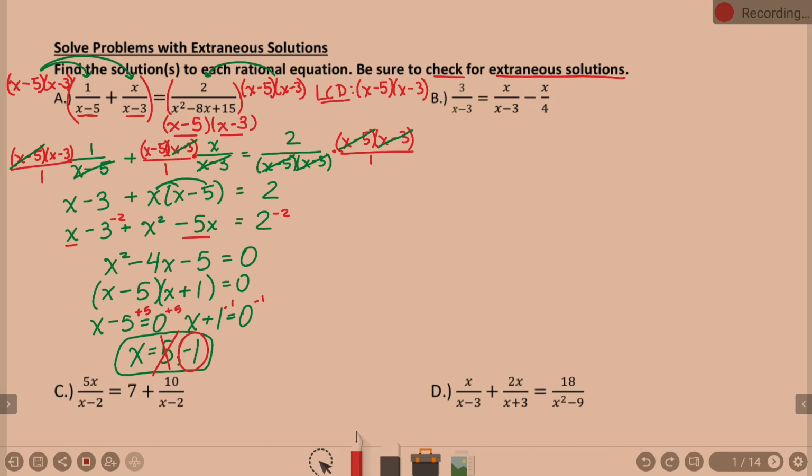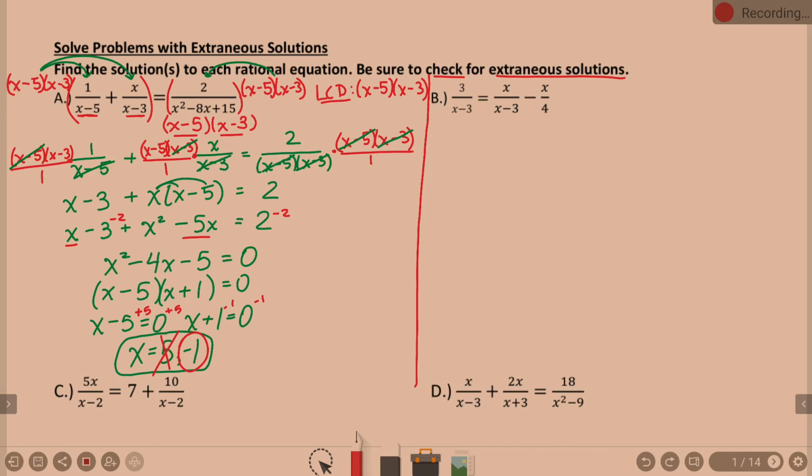Questions? Got the basics? Okay. Let's look at B. 3 over x minus 3 equals x over x minus 3 minus x over 4. Well, do any of my denominators need factored? No, there's nothing to factor.